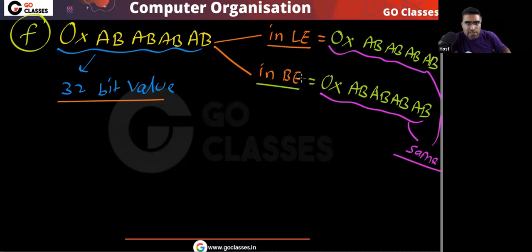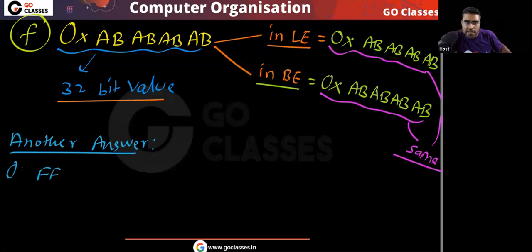Now, Devans has given FF0000FF. That is also correct. So this answer is correct. Another alternative answer. Devans has given another answer, that is FF in the hexadecimal, FF0000FF. Yeah, this is also correct.